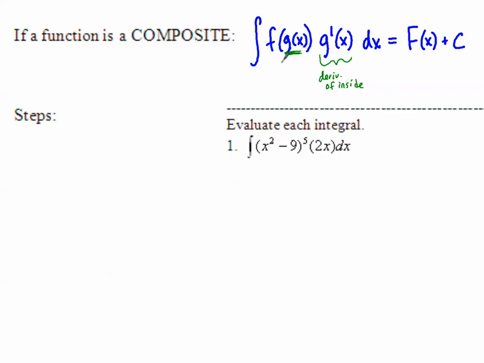Now, there's a lot of ways to do that. I like to do it in precise steps that will work no matter what, anytime. There's a lot of ways that you'll see some people do this. I'm going to show you one way that'll work all the time.